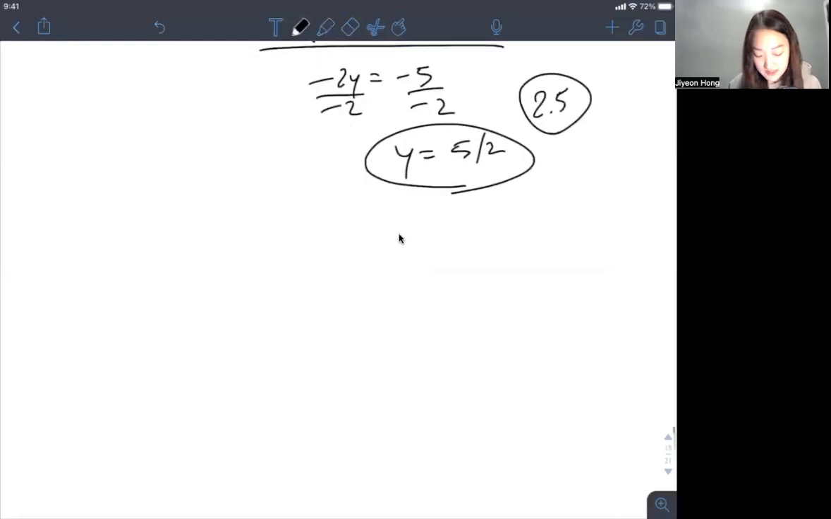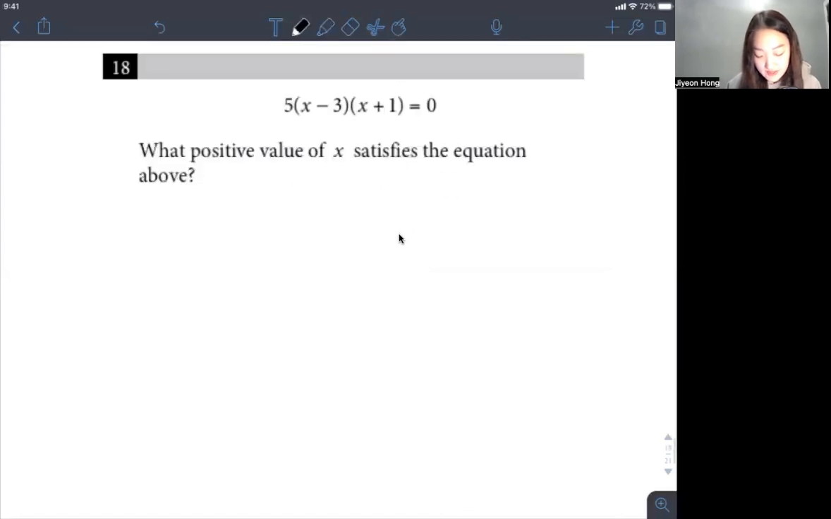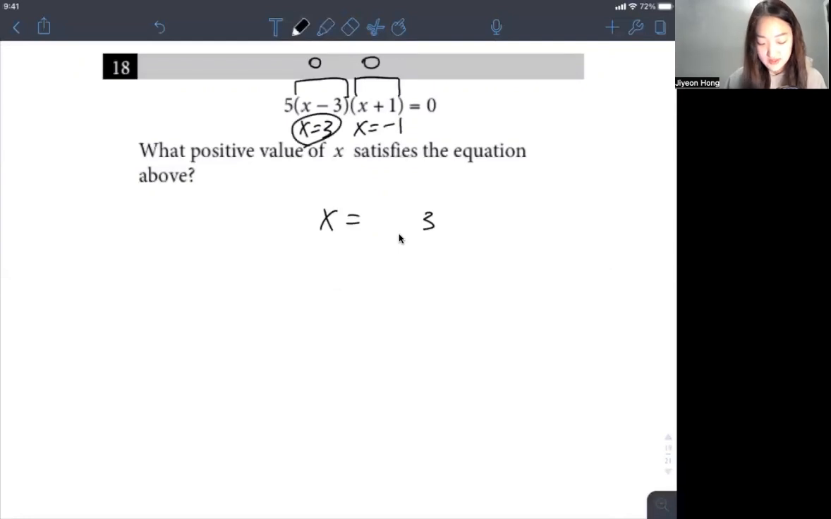Okay, number 18. What positive value of x satisfies the equation above? So all you have to do, since they're all multiplying to one another, is make sure this is equal to 0 or this is equal to 0. And the answer is either x equals 3 or x equals -1, but the only positive value is x equals 3, which is our answer.